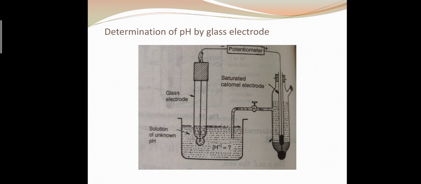The circuit is made, and the pH will be calculated through the exchange of the H plus ions present in the solution with the sodium ions at the glass electrode bulb. The exchange will be directly proportional to the pH values.